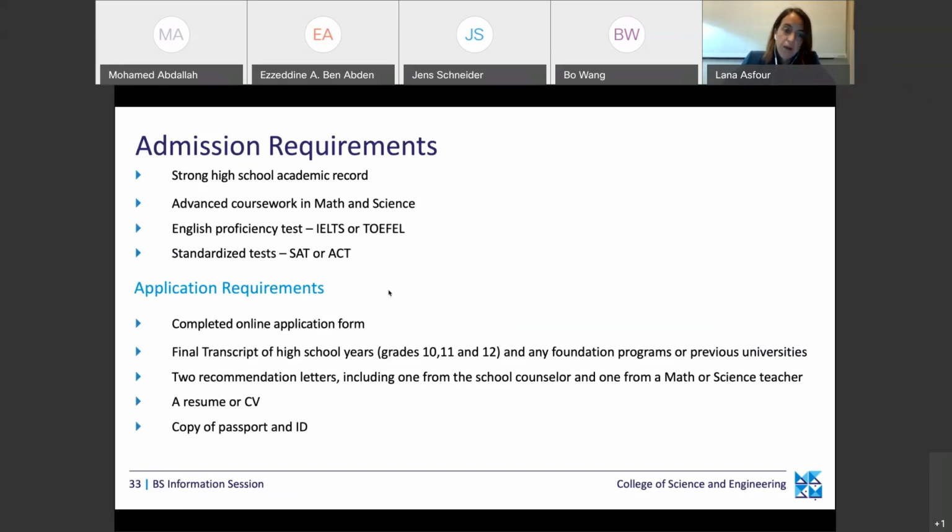We require 2 letters of recommendation. One from your school counselor. If you do not have a school counselor, it should be from somebody in the school administration, and then one from a math or science teacher. We also require a resume or CV where you should talk about what sorts of extracurricular activities you participate in, especially things related to the field of computer engineering. So if you've done any kind of workshops, sessions, or have personal interests, please mention all of that in the CV. And then we also require a copy of your passport. And if you are living in Qatar, we need a copy of your Qatari ID as well.